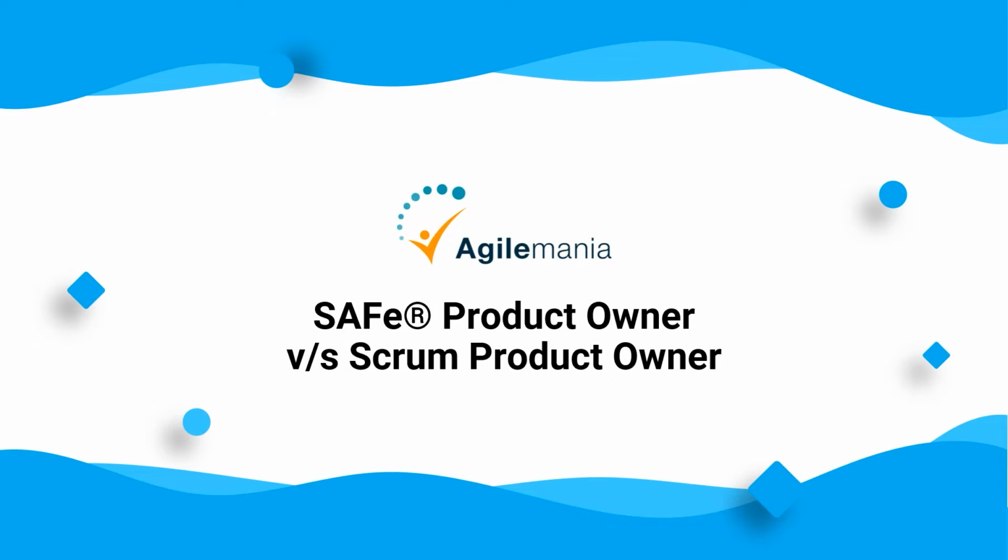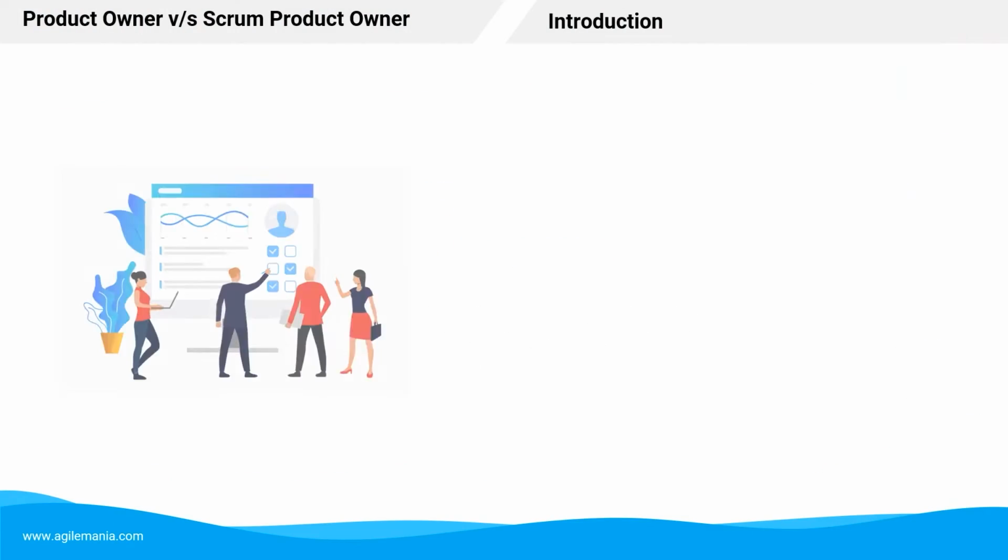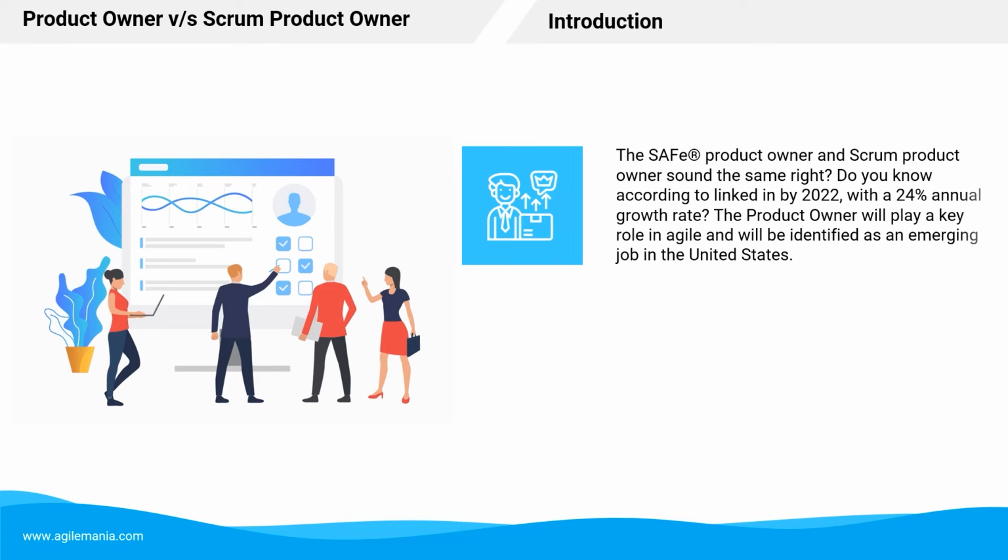SAFe Product Owner versus Scrum Product Owner. The SAFe Product Owner and Scrum Product Owner sound the same, right? Do you know, according to LinkedIn, by 2022, with a 24% annual growth rate, the product owner will play a key role in Agile and will be identified as an emerging job in the United States.